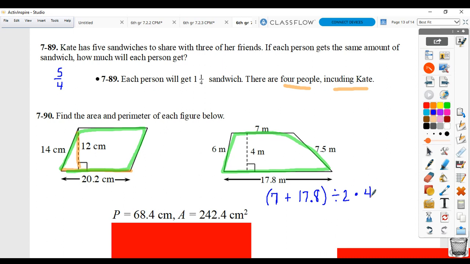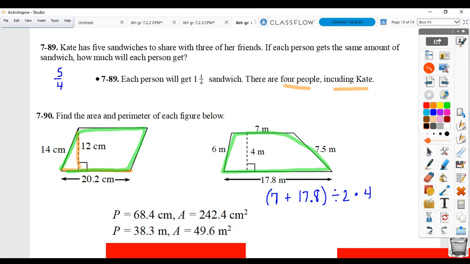So put into your document what you basically would put into your calculator. So 7 plus 17 and 8/10 divided by 2 times 4. And of course, this needs to be in parentheses, so we do that first. So you end up getting a perimeter of 38 and 3/10 and an area of 49 and 6/10. And again, the correct labels for all of these: square units for area and just the units for perimeter.